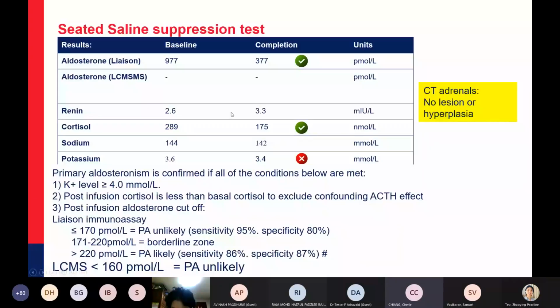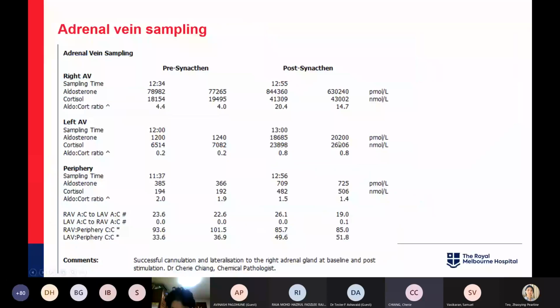He did proceed to adrenal venous sampling for localization. Once again, just concentrating on the calculation, the last 2 lines: the adrenal vein to peripheral cortisol ratio is clearly high, so both sides, right and left, were clearly cannulated, and then the lateralizing ratio is 23, so that's clearly above 3. Now, if we look in more detail, it lateralizes to the right with a high lateralizing ratio.